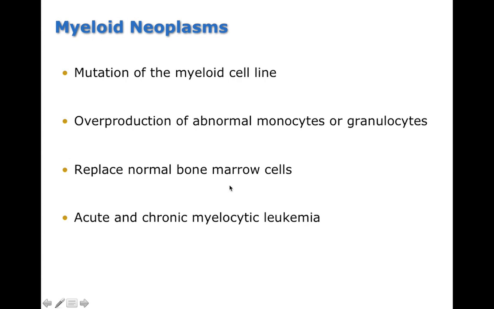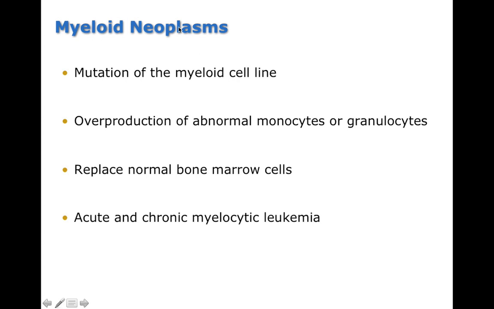Now, these replace normal bone marrow cells, and what you find is that these neoplastic cells are typically abnormal in appearance, and this is how you can identify them, that they won't look normal. And even though they have a higher count, they can sometimes be less functional or non-functional. So you might have more neutrophils, but those neutrophils might not even be functioning properly because they're neoplastic and they're not healthy cells, they're just cancer cells.